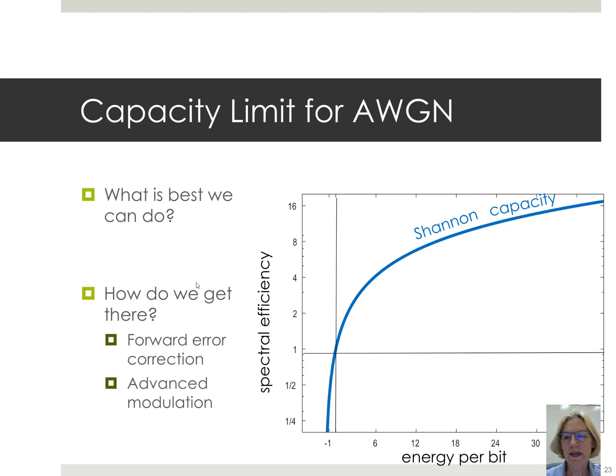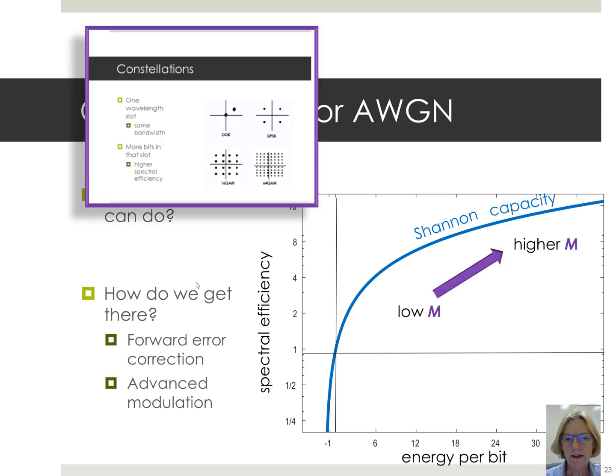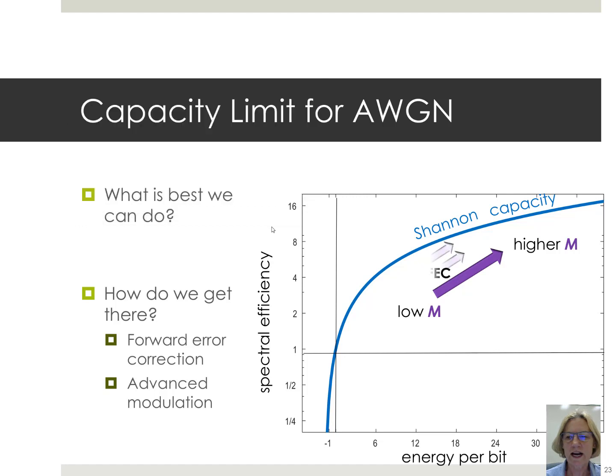So we've seen how we can get to the Shannon capacity, and that is by using these constellations, higher order QAM, higher order modulations. So a low M, I'm at this section of the curve, and as I make M larger, the number of points in this constellation, I add more points, I'm getting up higher and I'm moving higher on the spectral efficiency. I'm getting closer to the Shannon capacity. And we also talked about using forward error correction, and the forward error correction just makes us take that movement along the low M to higher M.